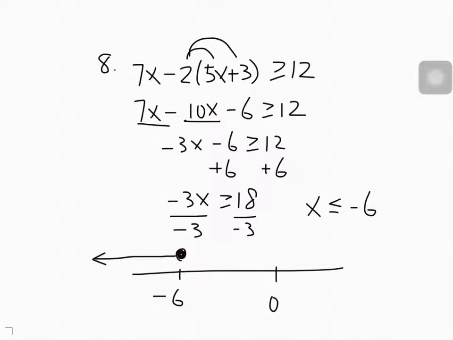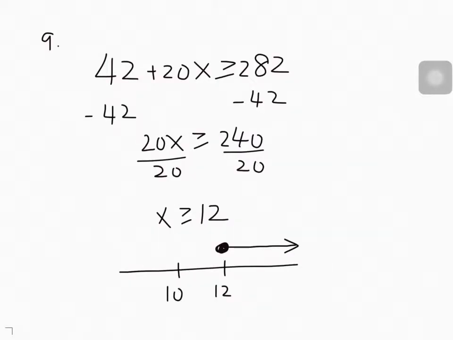So once again, when you divide by a negative number, make sure you flip the sign. So now your x is less or equal than negative 6. Solution would be any number less or equal than negative 6, pointing to the left-hand side. Number 9.